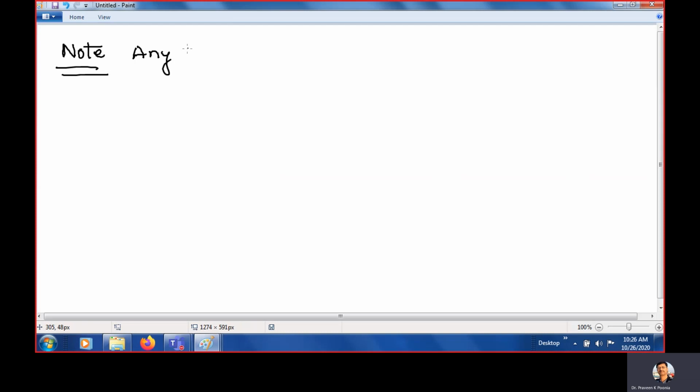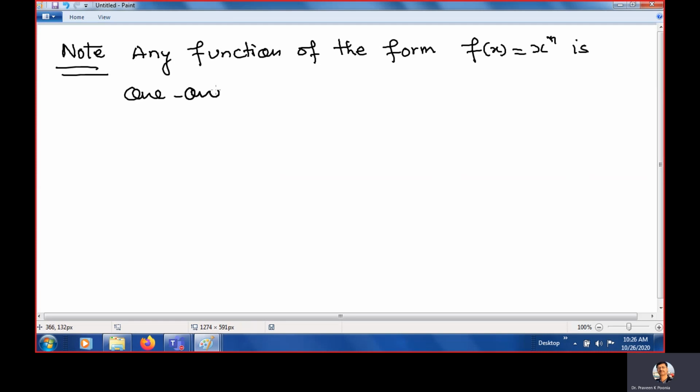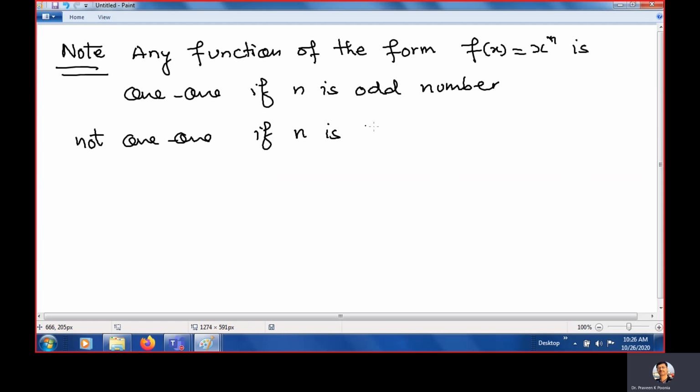Any function of the form f(x) = x to the power n is one-one if n is an odd number, and not one-one if n is an even number. Please remember.